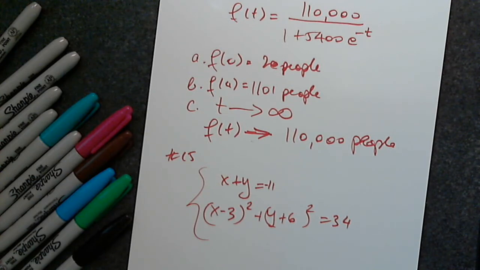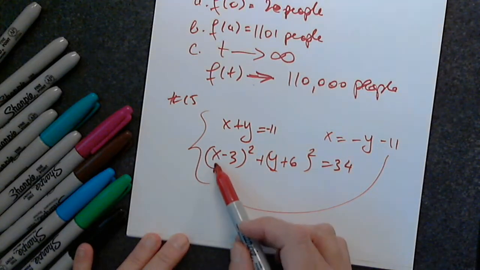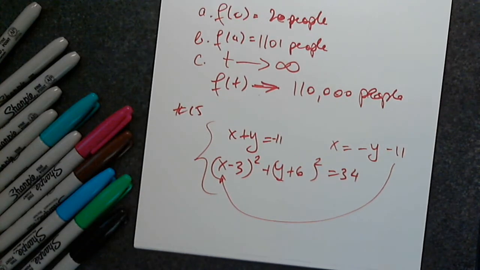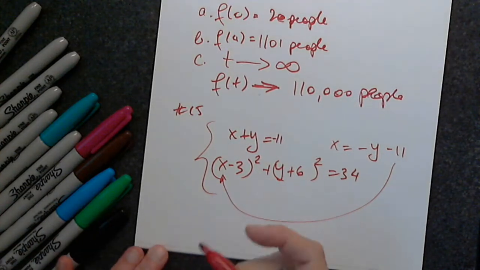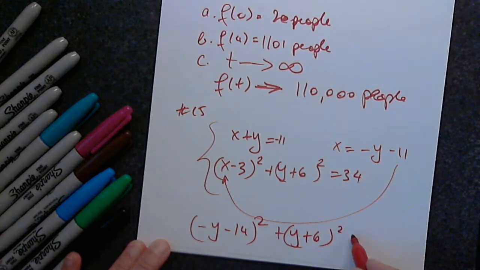So what do we have to do? We have to make a decision on how to solve. How do we want to solve? What is the only option here? Subtract y on both sides. Very good. So let's say we have negative y minus 11, and we have to replace it in the second equation. So let's replace it. So we have negative y minus 11 and minus 3 will be negative y minus 14, everything squared, plus y plus 6 squared equals 34.